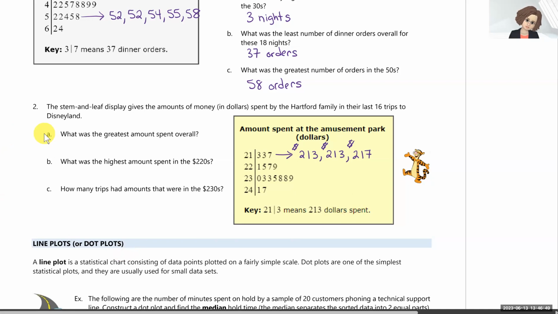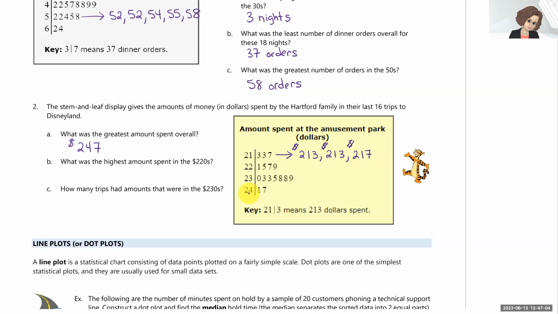Let's answer the questions. What was the greatest amount spent overall? That would be down here, 247. 24 is our stem, and the highest leaf there is 7, so $247. What was the highest amount spent in the 220s? That would be here. The highest there would be that leaf of 9, so 229 is the highest in the 220s.